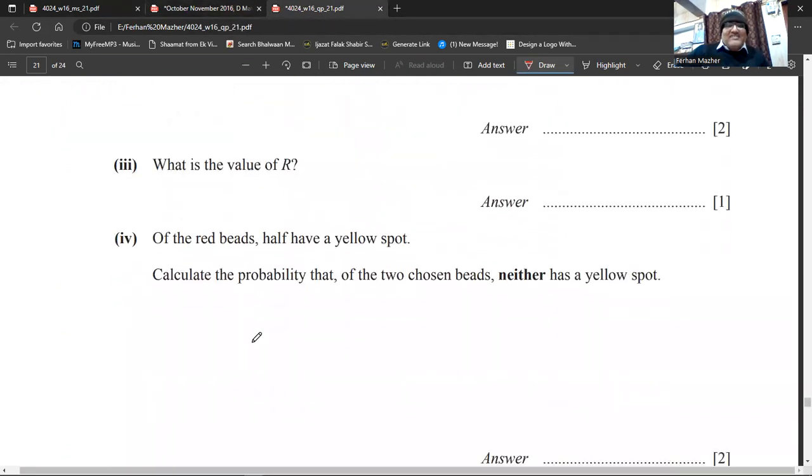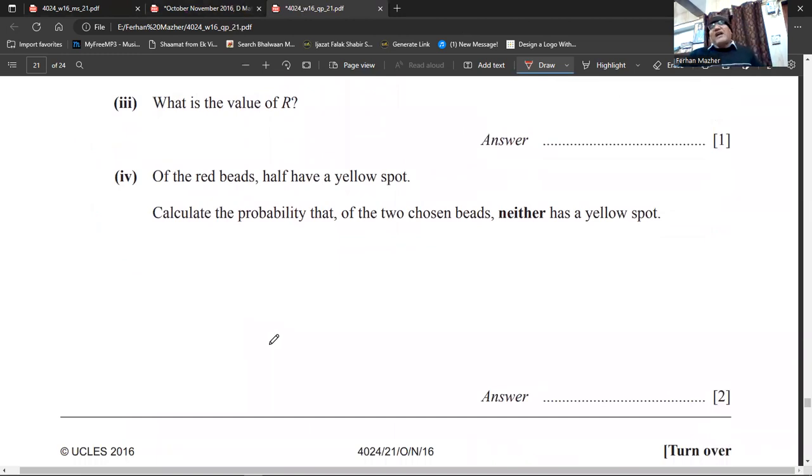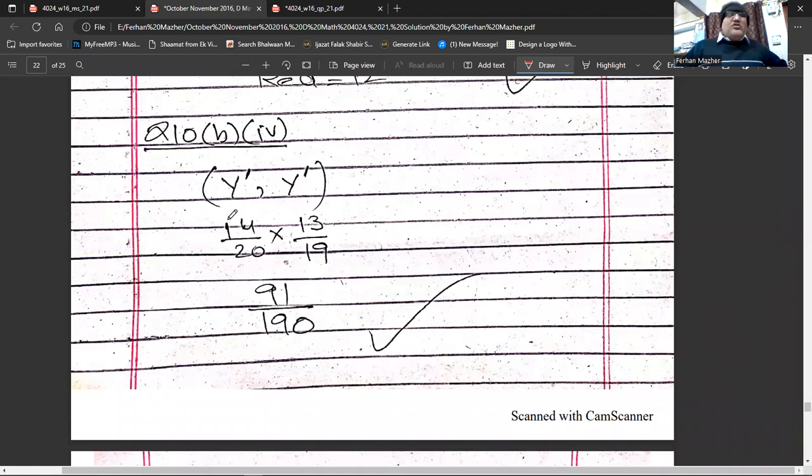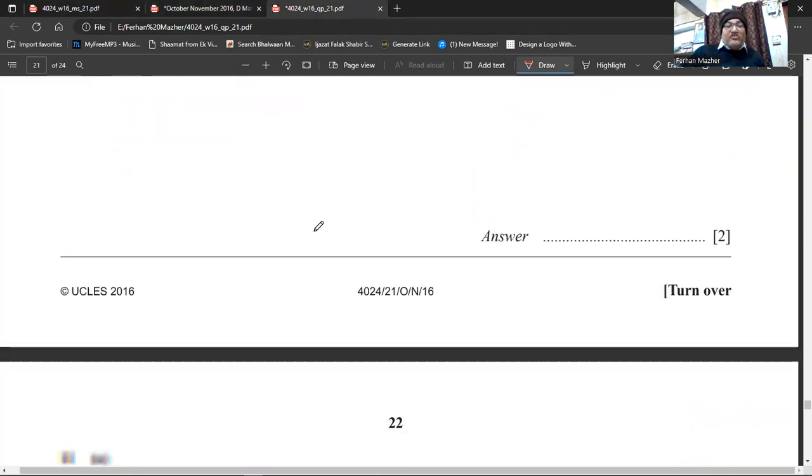Then their question is a very tricky thing. It's not easy to tell that it's 12. Of the red beads, some have a yellow spot. So the beads with the yellow spot, how many are they? They are totally 6. Calculate the probability that neither of the two chosen beads has a yellow spot. So no yellow, no yellow. That's the probability they are asking for. 6 have yellow, so they are total 20, so 14 have no yellow. So both the beads should be no yellow. So it will be 14 by 20 into 13 by 19. So that will be 91 by 190. 91 by 190 is the right answer, sir. I hope you understand. A little tricky question.